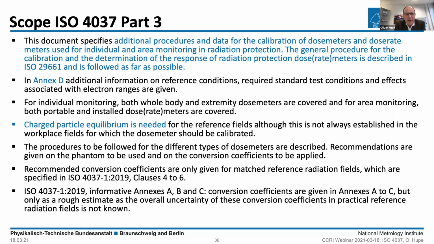In informative Annexes A, B, and C, conversion coefficients are given, but only as a rough estimate, as the overall uncertainty of these conversion coefficients and practical reference fields is not known. So if you still use these non-reference fields, you will find a guideline as to what the conversion coefficients could be, and you can use them by enlarging your measurement uncertainty. For sure, it's not a reference field, but you get values.